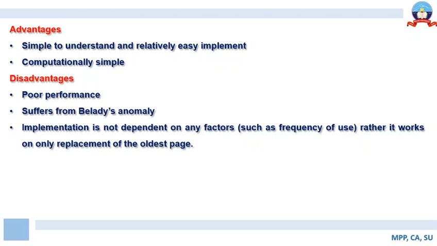Now this would definitely result in a very poor performance. So the first in first out page replacement algorithm exhibits a very poor performance compared to all the other page replacement algorithms. First in first out page replacement algorithm suffers from Belady's anomaly. So this is one of the algorithms that suffers from Belady's anomaly, wherein the increase in the number of frames would lead to an increase in the number of page faults.